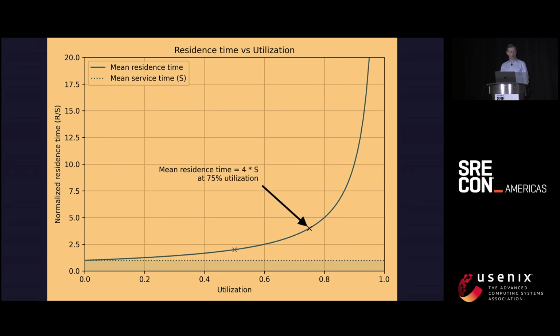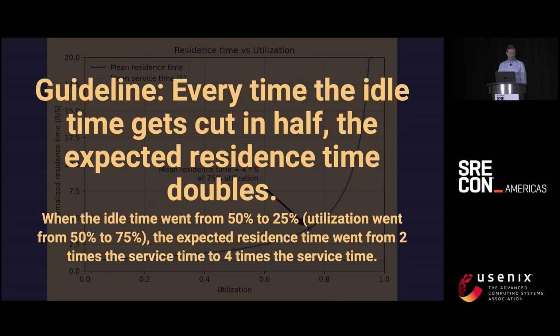If you go up to 75% utilization, it's now 4 times the service time. So a 1 millisecond request might be seen by the outside world as taking 4 milliseconds. And this is actually a consistent pattern that makes a good guideline. Every time your idle time gets cut in half, the expected residence time doubles. Again, this is for pure mathematical queuing systems, but these end up being pretty good rules of thumb for real systems out in the world. So we saw in that case where when we went from 50% to 75% utilization, our idle time cut in half from 50 to 25%, and the expected residence time doubled.